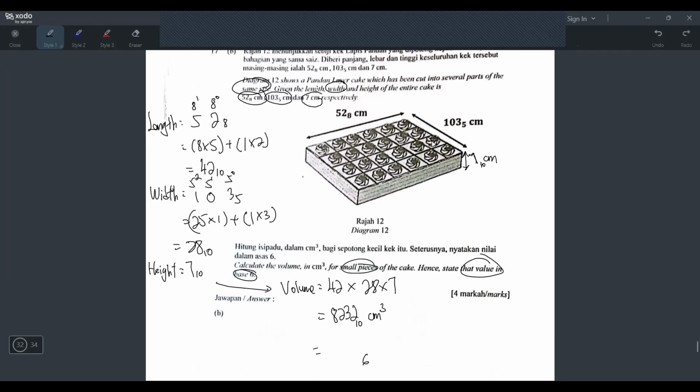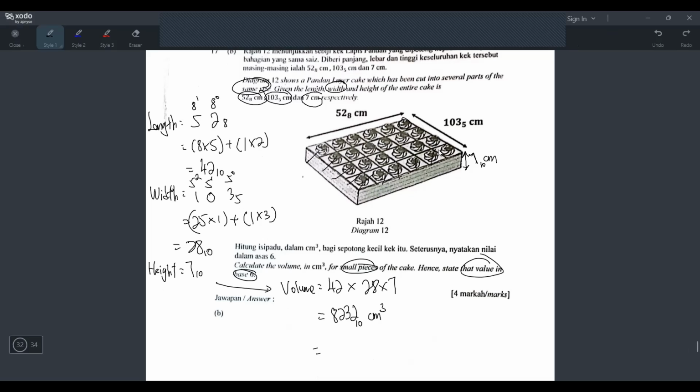This 8232 is the volume for the whole cake, right? So they want to find the volume of the small piece only. So the 8232 is correct already, but I have to divide by the number of small cakes, because the 8232 is the total volume. So I have to calculate how many? 1, 2, 3, 4.